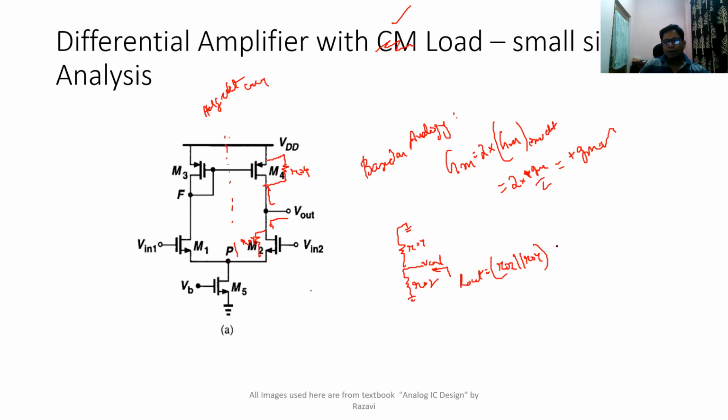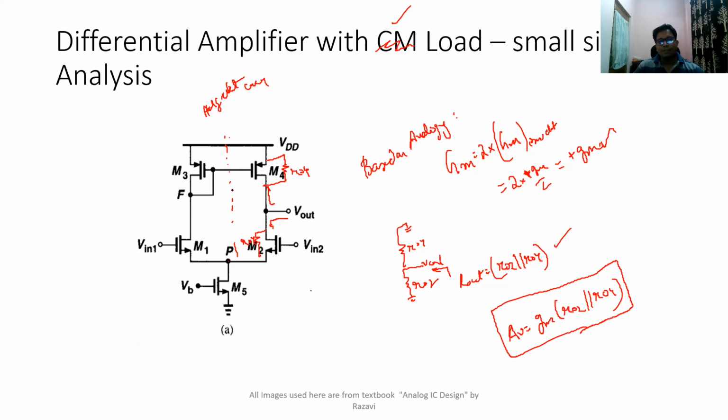So therefore you have Rout, you have gm. The gain of this circuit is simply gm into RO2 in parallel with RO4. This is the small signal gain of the differential amplifier with current mirror load.